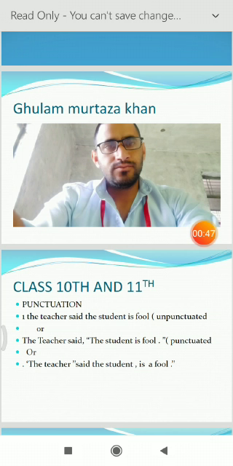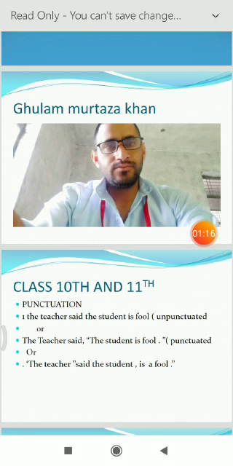The teacher said the student is a fool. As on your screen, "The teacher said the student is a fool" is unpunctuated. The next sentence is: "The teacher," said the student, "is a fool." Or: The teacher said, "The student is a fool." That is the punctuated form of the above sentence.